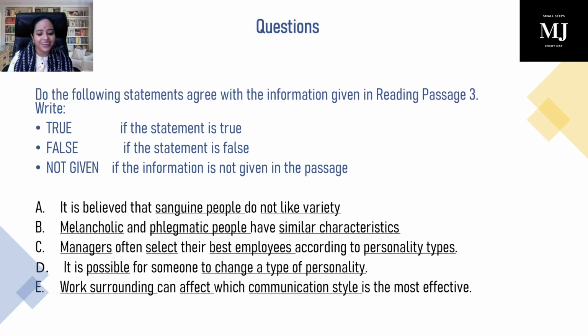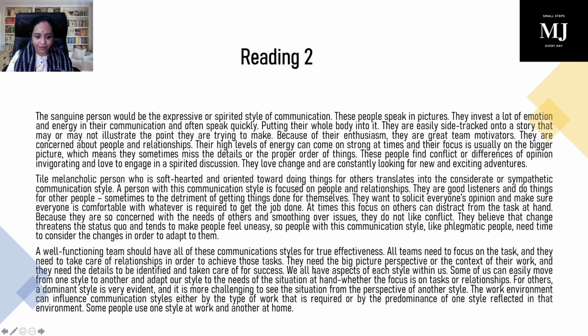Okay? Now we have the fourth one. It is possible for someone to change a type of personality. Okay, so what is it? Is it possible or not possible? Possible. Possible to do what? To change a type of personality. Okay, let's go back. Possible, impossible, something like that.